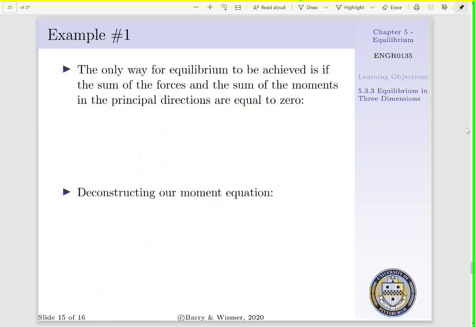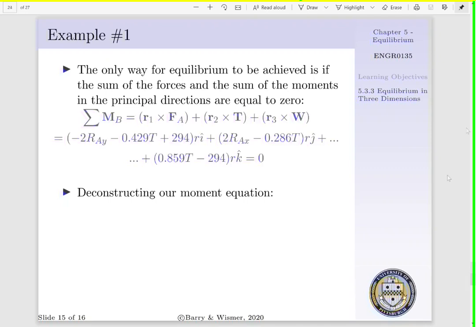The only way for us to have equilibrium is if the sum of the forces and the sum of the moments in all our principal directions are equal to 0, which means we can take the sum of the moments about point B, which is equal to R1 cross FA plus R2 cross T plus R3 cross W. And this gives us minus 2RAY minus 0.429T plus 294 times R, existing in the i hat direction, plus 2RAX minus 0.286T times R in the j hat direction, plus 0.859T minus 294 times R in the k hat direction. And this has to sum to 0.